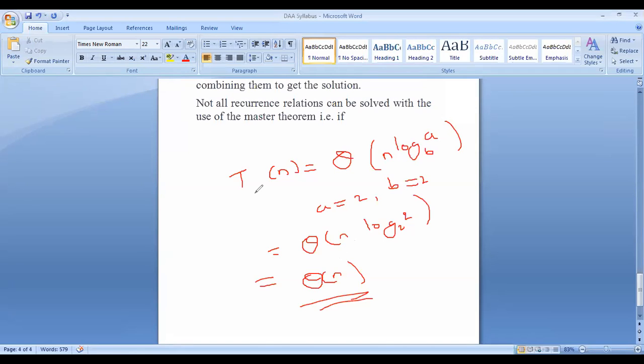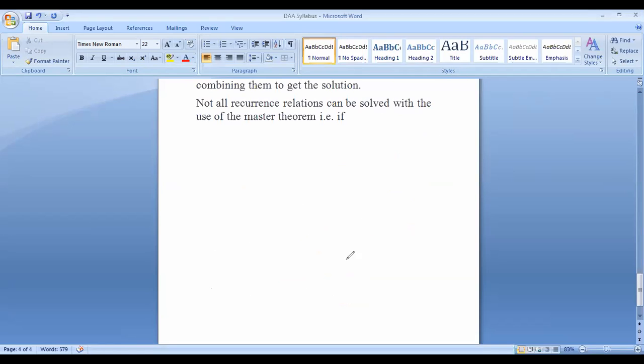Okay, this is about the Master's theorem. So now we move to merge sort. This is one of the methods that uses the divide and conquer approach. All of you know about merge sort. Merge sort uses the divide and conquer approach.